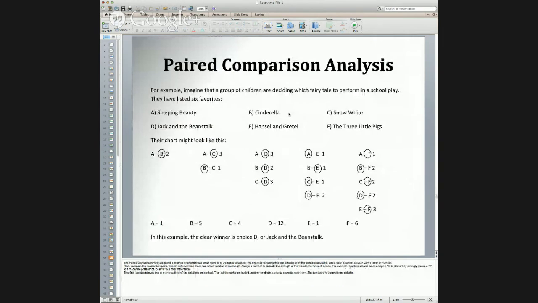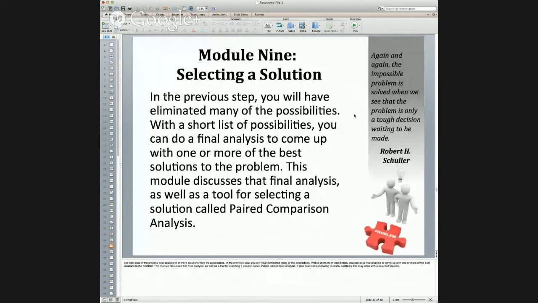Module number 9. Selecting a solution. The next step in the process is to select one or more solutions from the possibilities. In the previous step, you will have eliminated many of the possibilities, leaving a short list. You can do a final analysis to come up with one or more of the best solutions to the problem. This module discusses the final analysis, as well as a tool for selecting a solution called paired comparison analysis. It also discusses analyzing potential problems that may arise with a selected solution.